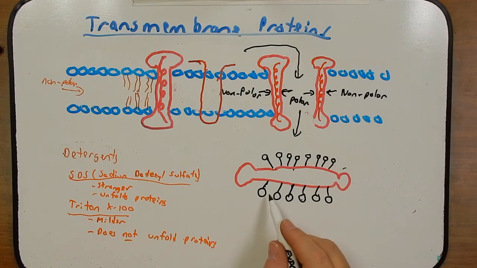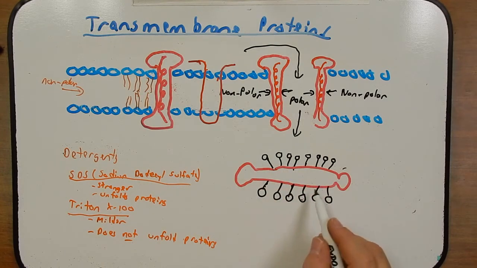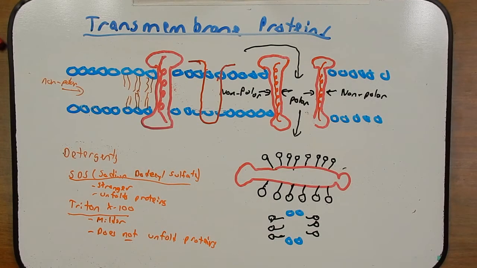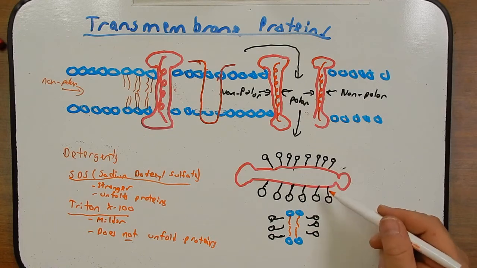These detergents will also, in pulling this protein away from this membrane, will interact with the membrane, where the tails of the detergent will interact with the tails of the membrane lipids. In this way, we pull the membrane away from the proteins.